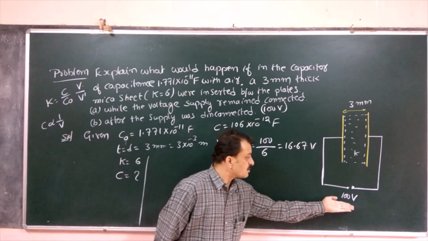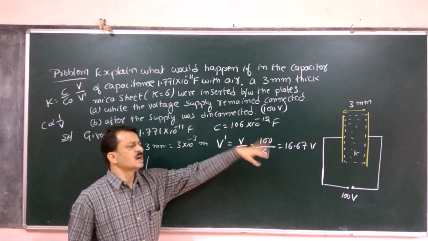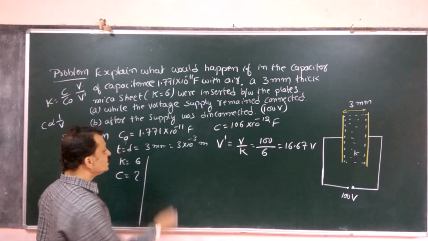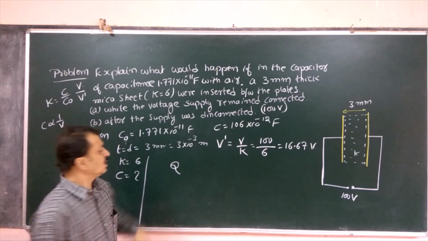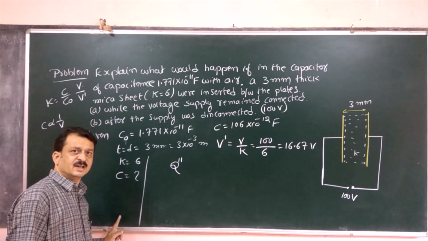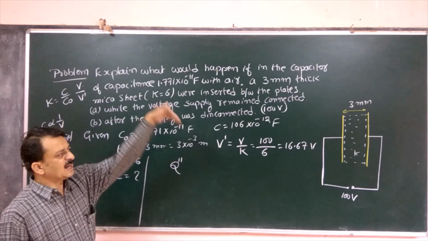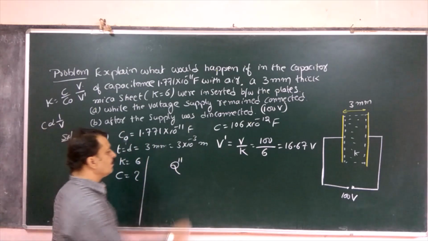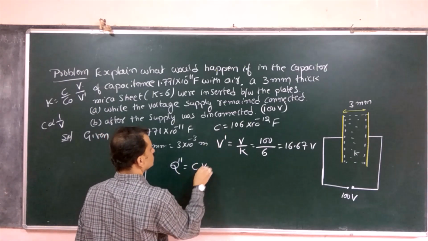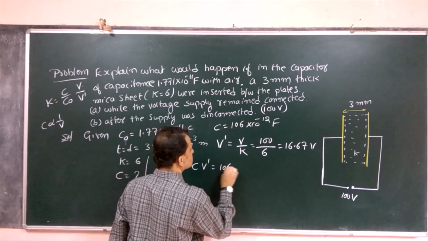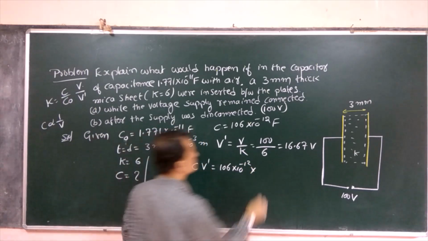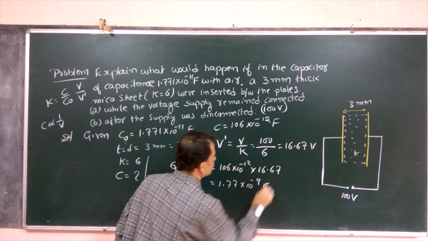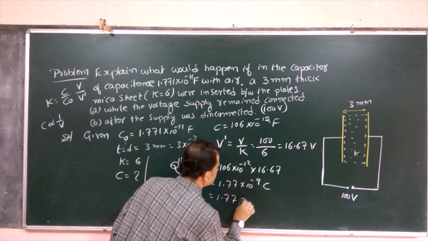In the first case this did not happen because we had connected the power supply, so 100 volts was maintained. When we disconnect it, the dielectric reduces the net electric field and decreases the potential. Now the capacitance is this much and the voltage is this much. Now what is the new charge? The new charge on the system is Q double dash. Earlier we wrote Q dash: the charge in air is Q, and with the dielectric inserted it was Q dash, calculated previously. Now the charge after removing the battery power supply we call Q double dash. That is equal to the capacitance into V dash. The capacitance is the same, 106 into 10 to the power of minus 12, into 16.67. If I multiply this, I get 1.77 into 10 to the power of minus 9 coulomb, that is 1.77 nano coulomb.